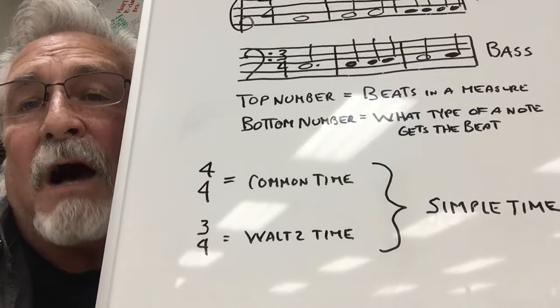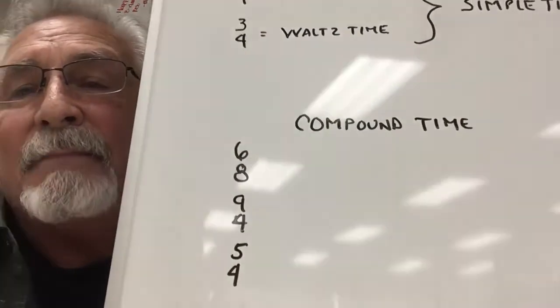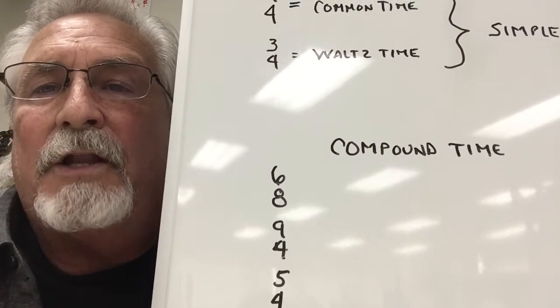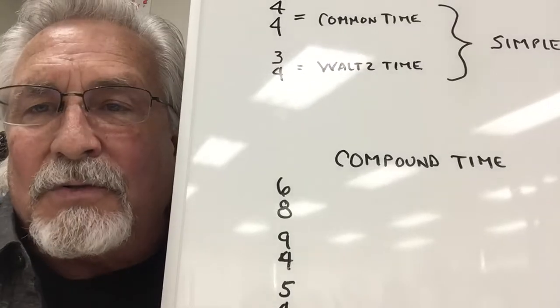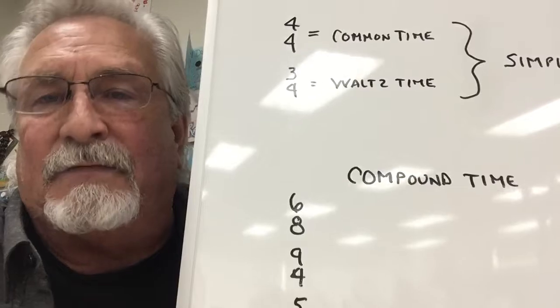Now, there are more compound or difficult times. As you can see here, compound time, 6/8. That means there's 6 beats in a measure, and what note gets the beat? The 8th note. 1, 2, 3, 4, 5, 6.